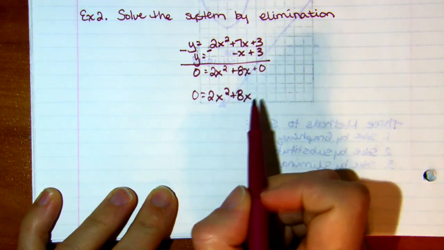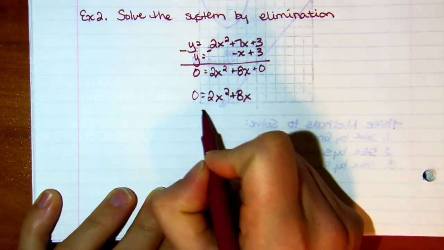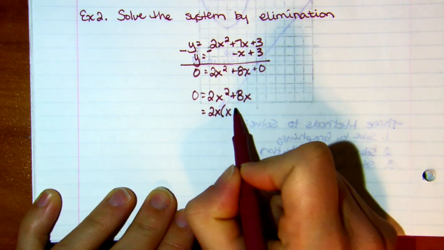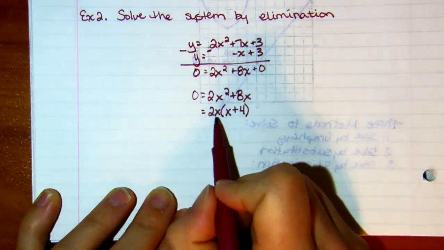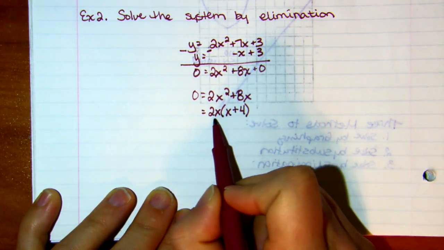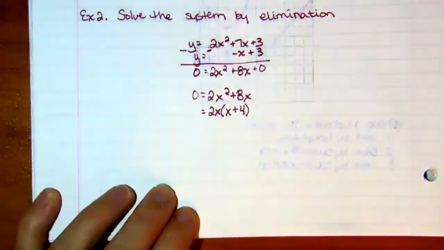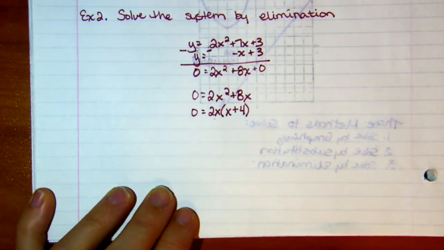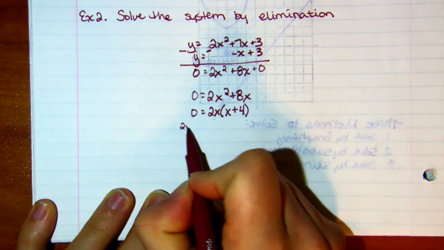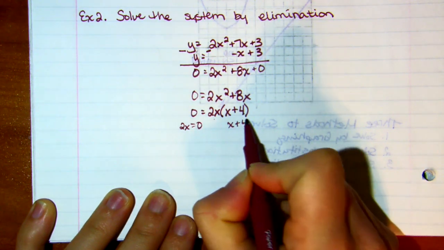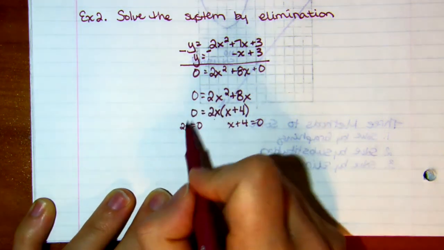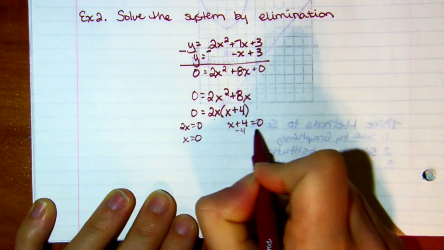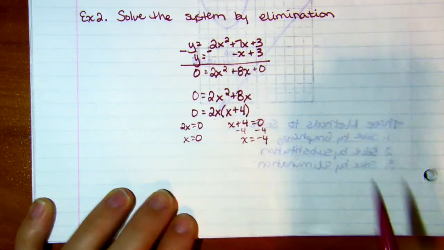What I'm going to do is factor out a 2x, because if I do that, I'll be left behind with an x and a 4, because 2x times x is 2x squared, and 2x times 4 is 8x. So I took out the common factor, and that was all I needed to do to factor this. So that means that either 2x equals 0 or x plus 4 equals 0. If 2x equals 0, then x has to be 0. If x plus 4 equals 0, then x is -4.